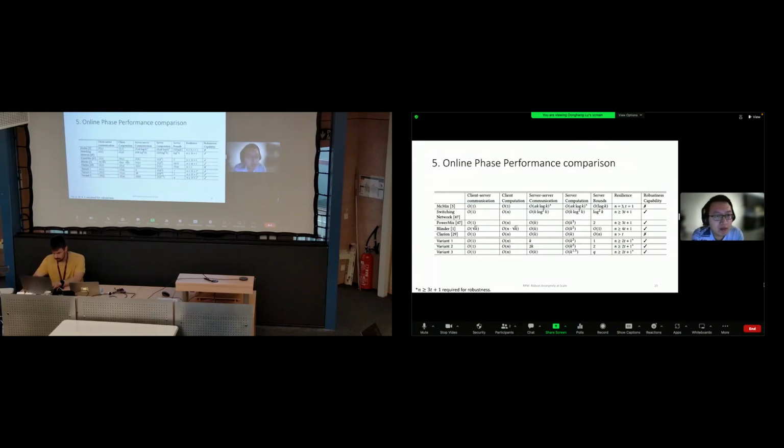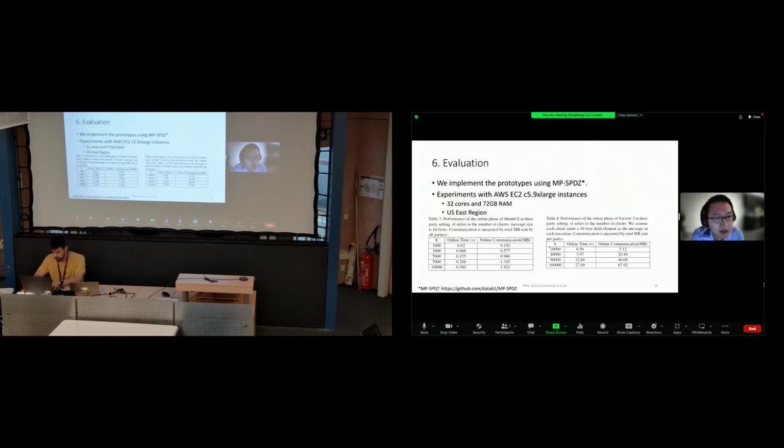So this is a table providing a general theoretical complexity comparison with related work. The bottom 3 are our protocols. In general, our protocols achieve the best client-server cost, including both the communication and the computation. For the server-server communication and computation, we are good, but we are not the best. For example, Clarion achieves better, but Clarion is not straightforward to provide robustness. So this is about the performance comparison.